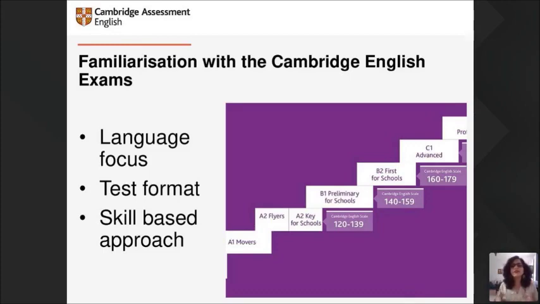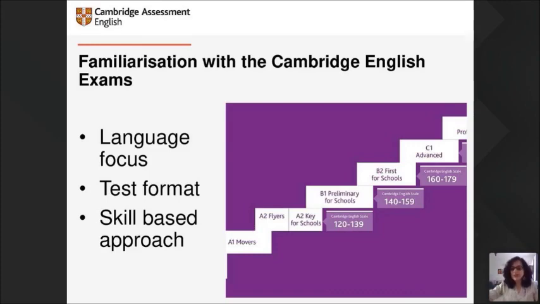So depending on the vertical and the level of the exam that you are offering, you can look at the levels here as well, and you have some of the verticals mentioned here. You need to familiarize yourself with three aspects of the exam at that particular level and belonging to that particular vertical. So first is, what is the language focus?